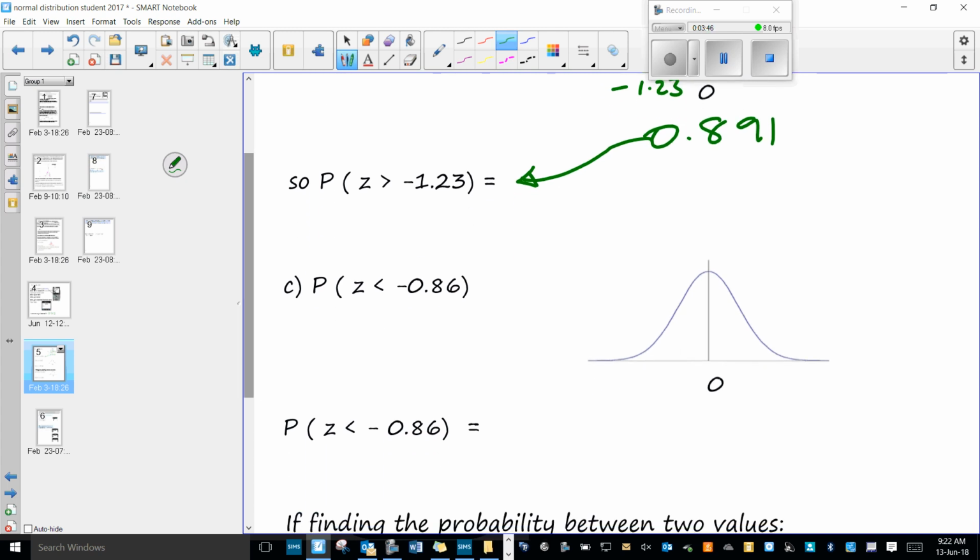What does this say? So Z is less than negative 0.86. Good. Where are we going to write the negative 0.86? Anywhere on the left side. On the left side. Negative 0.86. Which bit are we going to shade? The left. Good.